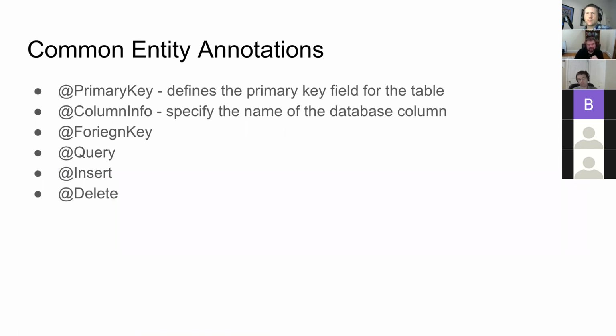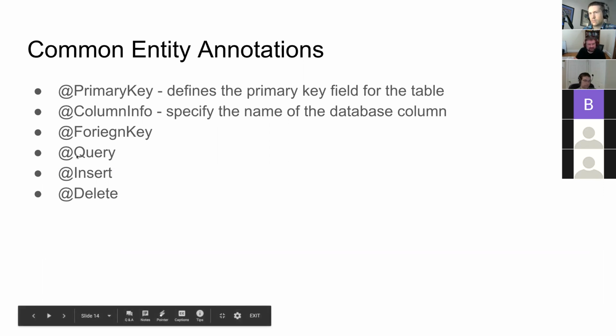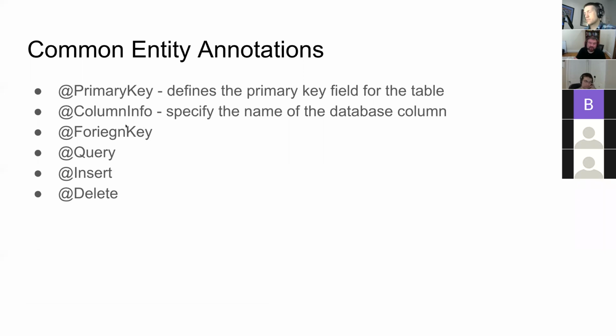So this is kind of what I was talking about. You have several different annotations that I think we saw all of these in the last slide. Actually, I think these are DAO, sorry, query, insert, and delete are DAO annotations. But these first three, primary key, column info, and foreign key, are some of the common entity annotations.